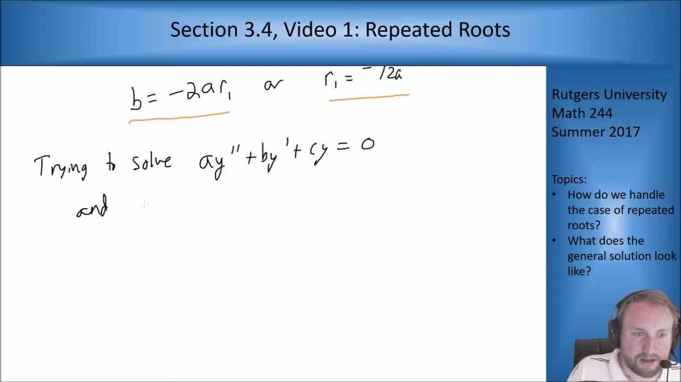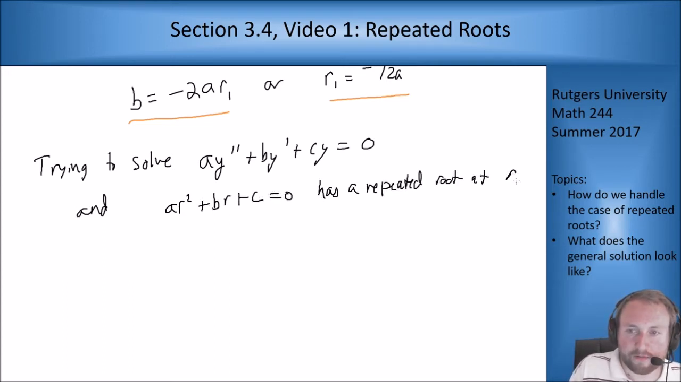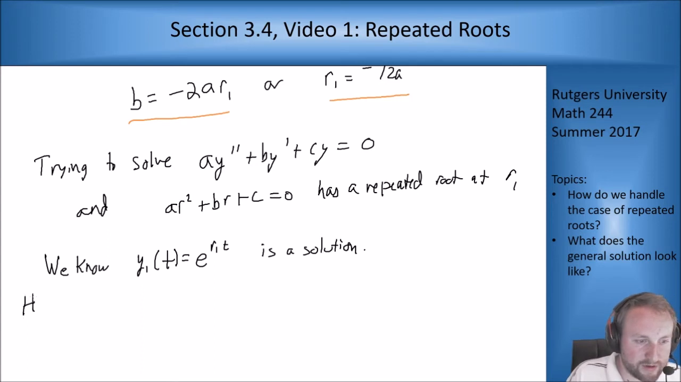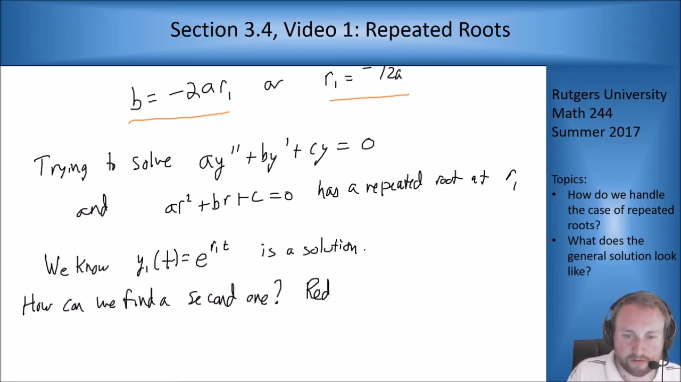And ar squared plus br plus c equals 0 has a repeated root at r1. So it has a root at r1, and we know y1 of t equals e to the r1t is a solution. We already know that. The question is, how can we find another one? Because we need two, as in all the other cases, to get all of our solutions. The way we can do that is by reduction of order.